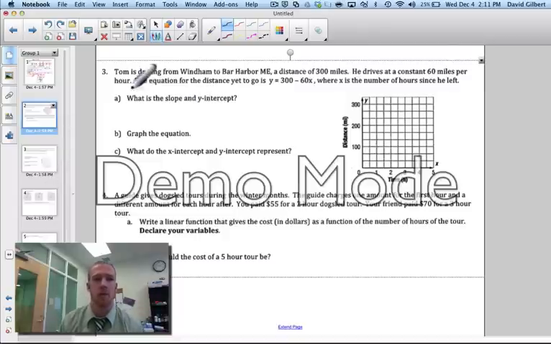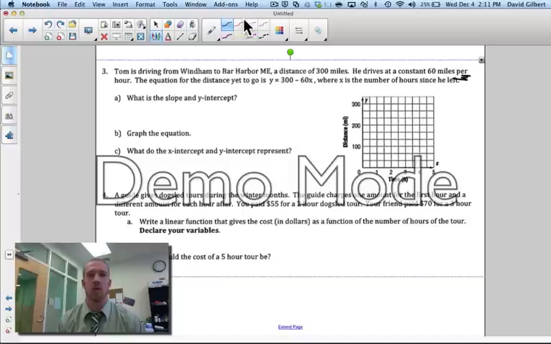So Tom is driving from Windham to Bar Harbor, a distance of 300 miles. He drives at a constant 60 miles per hour. That "per" tells us that's going to be our rate. And this is the equation. Oh, great, we even gave you the equation. You didn't have to come up with it.